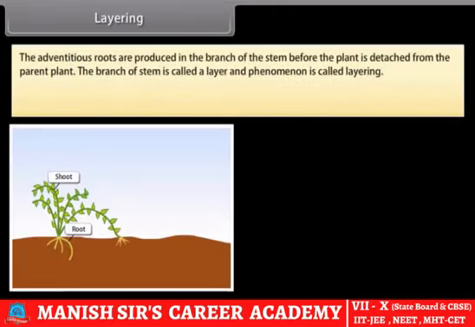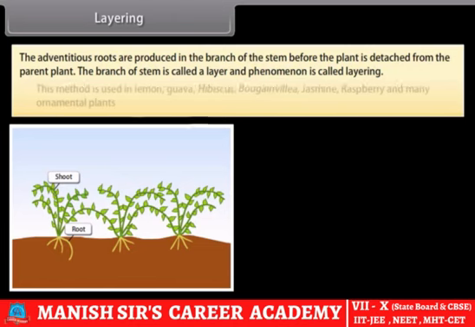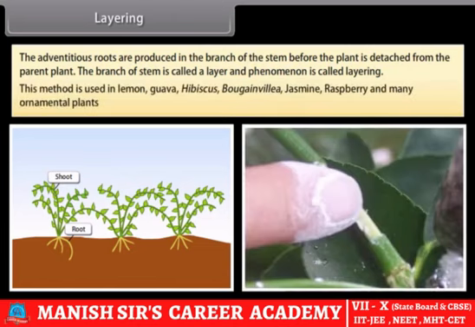Layering. Adventitious roots are produced in the branch of the stem before the plant is detached from the parent plant. The branch of stem is called a layer and the phenomenon is called layering. This method is used in lemon, guava, hibiscus, bougainvillea, jasmine, raspberry and many ornamental plants.